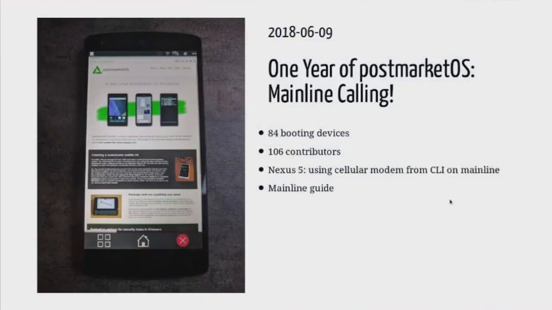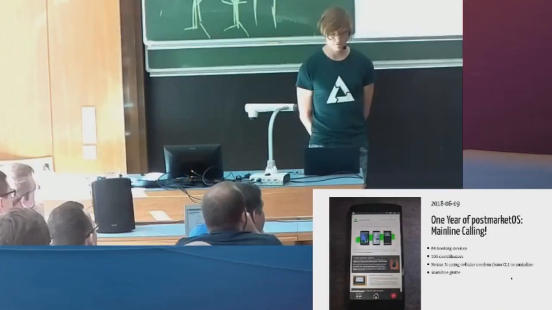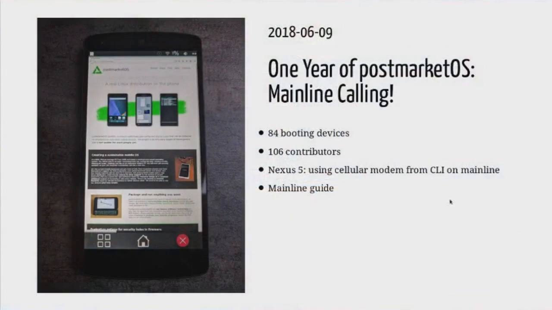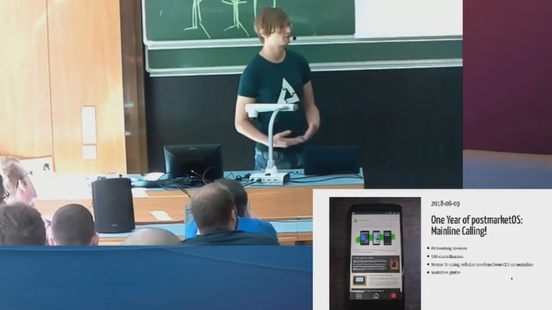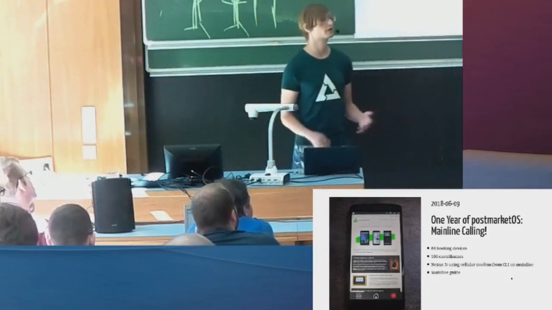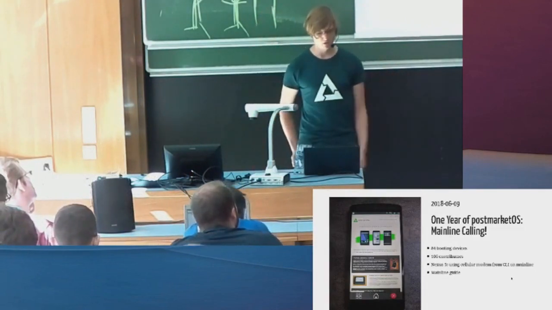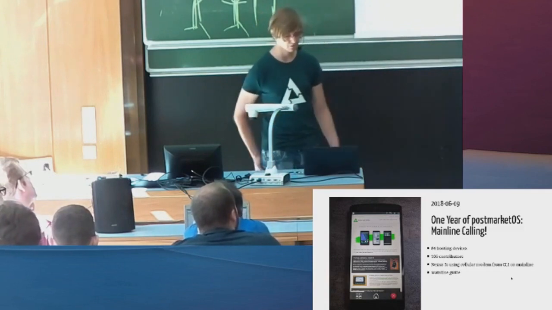Here's the final blog post. It was called 1 year of postmarketOS mainline calling. And we had 84 booting devices, 106 contributors. And we have the Nexus 5 using the cellular modem from CLI on mainline. Here's the Nexus 5 on the left, and it's running Firefox. And we had a mainlining guide, so even people who don't really know about kernel hacking can now look at our wiki and figure out how they can get started with mainlining their own device. And the idea of the guide is, of course, kernel hacking is not that easy, but we have some experts like Craig who is willing to help if you ask for help.